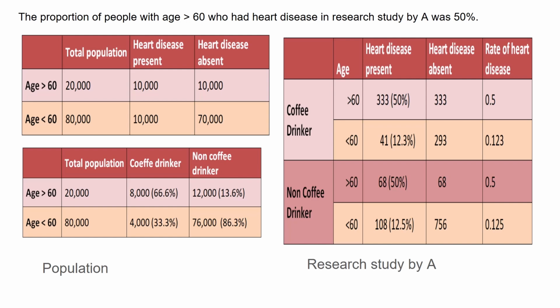The proportion of people with age more than 60 who had heart disease in the study by A was 50%. You see that in the study by A, for both coffee drinkers and non-coffee drinkers, 50% of the people with age more than 60 have heart disease. When we look at the total population, we see that people with age more than 60 years have heart disease 50% of the time and don't have heart disease 50% of the time. Hence, the distribution is similar. The proportion of people with age more than 60 who had heart disease in the total population was also 50%.